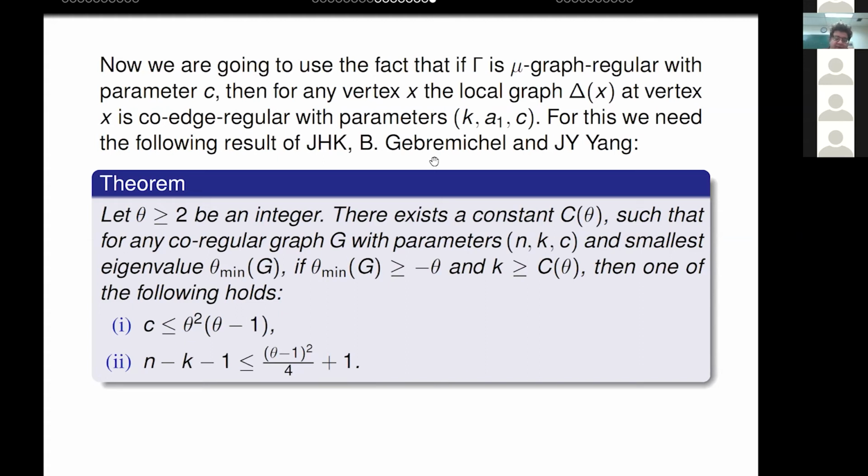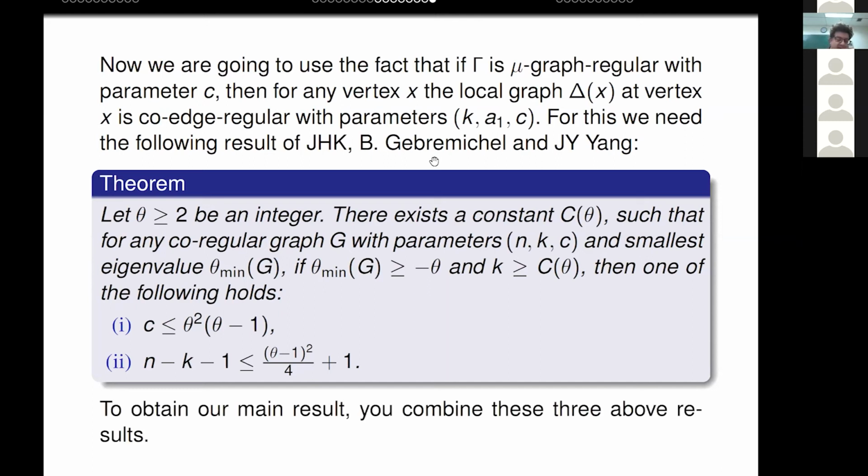Okay, so now we have 3 ingredients. We have a bound on k2t, we have the result by Terwilliger, and we have this result by our 3. If you combine these 3 results, then you have the proof for the main result.